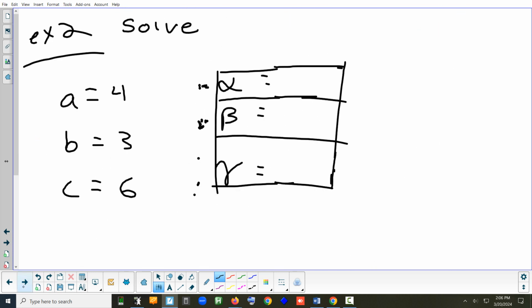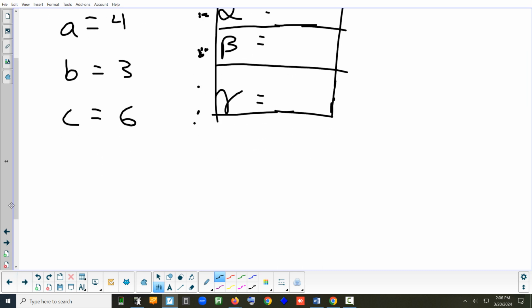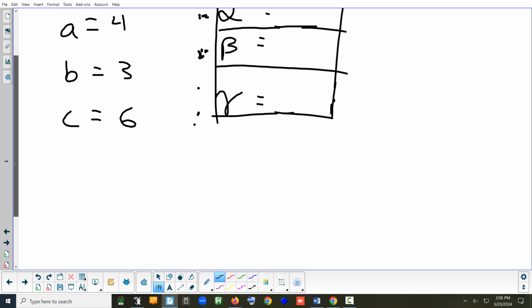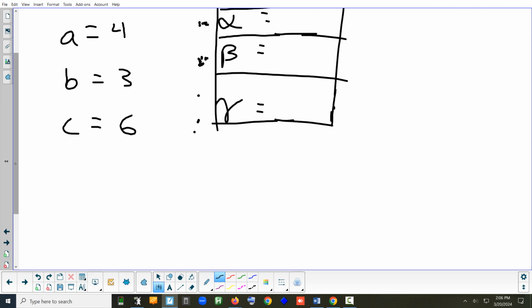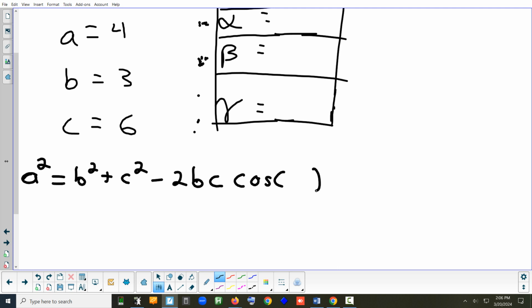We did beta. So let's pick a different angle to find first. Alpha or gamma? Alpha. Okay. How does the law of cosines that has alpha in it look? What's the formula? Is it the side squared equals the sum of two sides? Yep, so which side specifically for alpha? B squared and C squared. So what would go right here? A squared equals b squared plus c squared minus 2bc times cos of alpha.